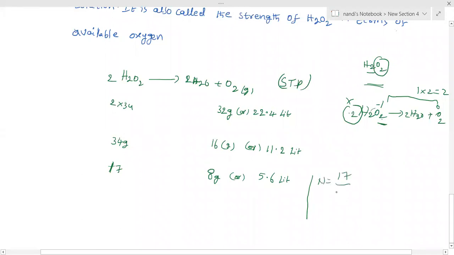What is the equivalent weight of H2O2, sir? I am calculating normality for this situation. 34 by 2, N factor is 2, into per liter means 1. How much? 1 normality. How many liters of oxygen does H2O2 solution give? 1 H2O2.